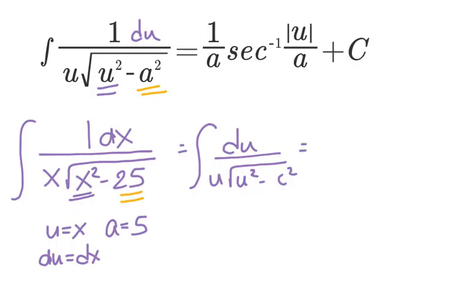So that would be 1 over a, and I'm actually just going to write these numbers in. So it would be 1 over 5 inverse secant of x over 5 plus c.